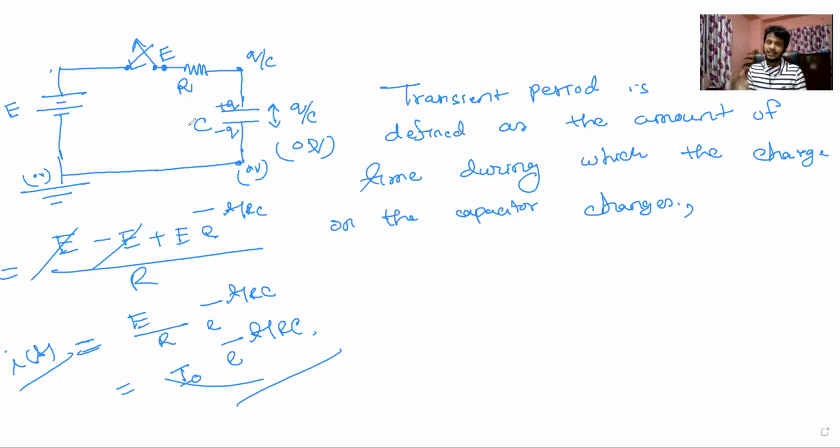And this will be true for the branch in which the capacitor is connected. Here there is only one branch, right? But we can have multiple branches in our circuit. Then the statement that the capacitor acts as an open circuit will be true in that branch where the capacitor is connected. Fine.